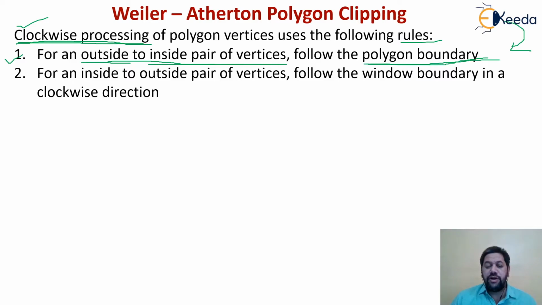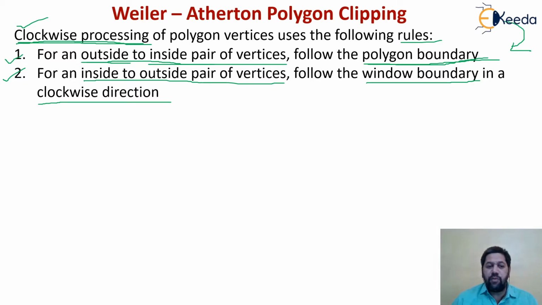Okay, we are going to consider the direction of polygon boundaries, whereas my rule number 2 says that for an inside to outside pair of vertices, for example, one point is inside and another is outside, what we have to do is not follow the polygon boundaries, we are following the window boundaries in a clockwise direction. I think this was the major modification in the Weiler-Atherton polygon clipping, and we have to remember this and follow this to get the correct output.